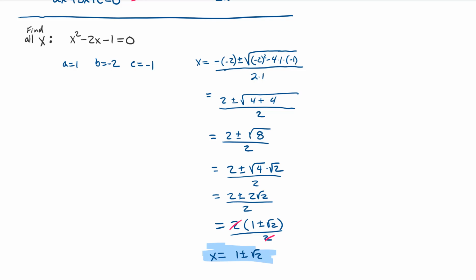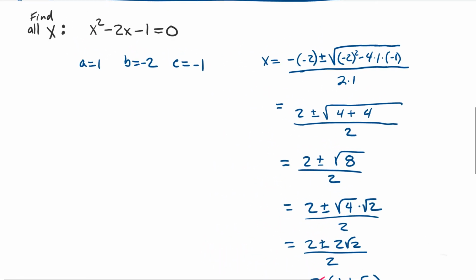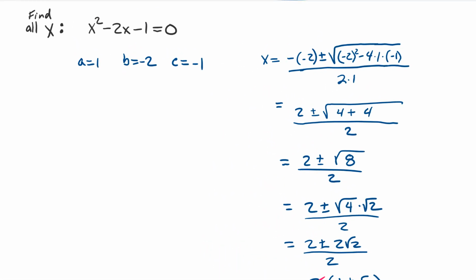So I'm going to do the same problem, but I'm going to complete the square. Let's see how we get to it. And you tell me which one you prefer. Now here's the game. We have x squared minus 2x minus 1 is equal to 0.